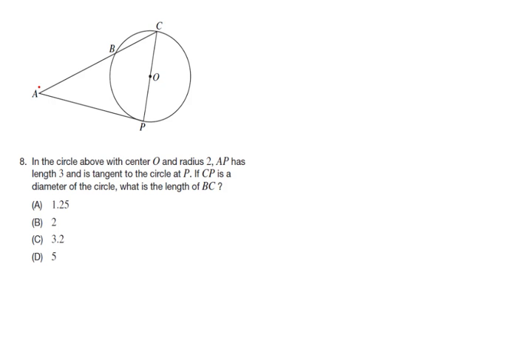Okay, in problem number 8, we have this circle and this right triangle. And we're told that in the circle above, with center O, the radius is 2, and that AP has length 3 and is tangent to the circle at P. Since AP is tangent to the circle, it forms a right angle with CP, which is the diameter of the circle. And what we're trying to find here is the length of BC.